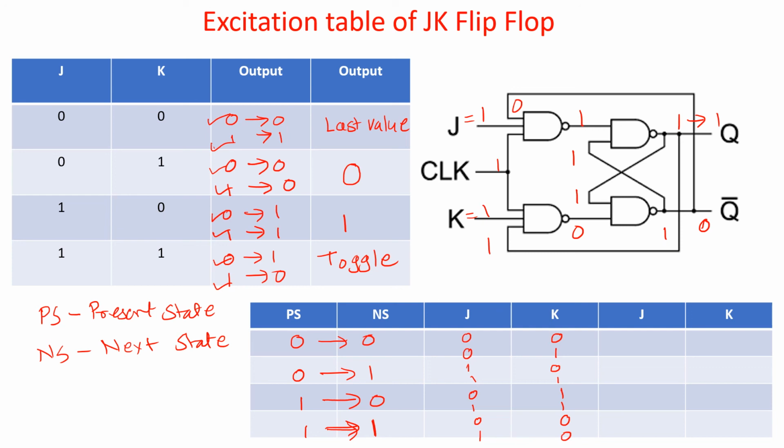Now see, if present state is 0 and next state is 0, J has to be 0, K can be anything. So here it is don't care. For 0 becoming 1, J has to be 1, K can be anything. For 1 becoming 0, J can be anything, but K has to be 1. And for 1 remaining 1, J can be anything, but K has to be 0. This is the excitation table of the JK flip-flop.